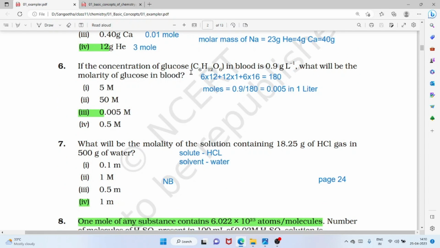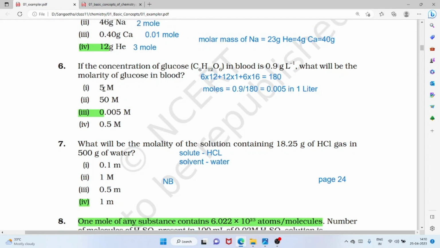If the concentration of the glucose in the blood is this, what will be the molarity of the glucose in the blood? Okay, so this is the molar mass, 180 gram. The weight is given, 0.9 divided by 180, in 1 liter. So this is the molarity.